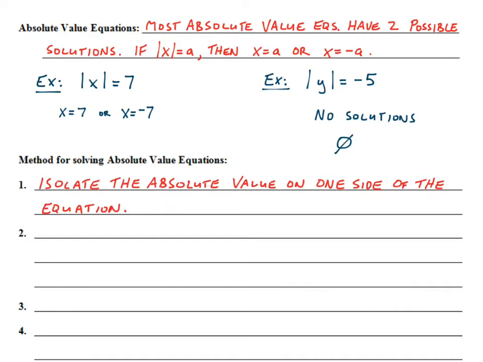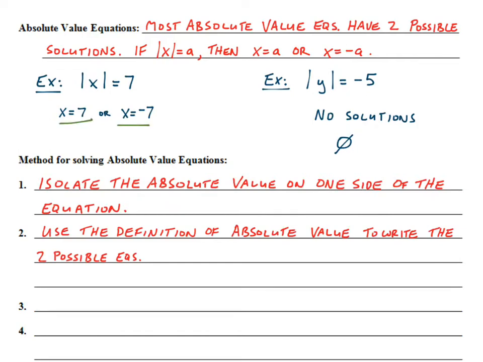Once we've done that, as we had here where the absolute value was all by itself on one side of the equation, then we'll be able to use our definition of absolute value and use some logic to write the two possible equations, just as we did here and here, right? So we said the two possible things that x could be would be either 7 or -7 if in fact the absolute value of x equals 7.